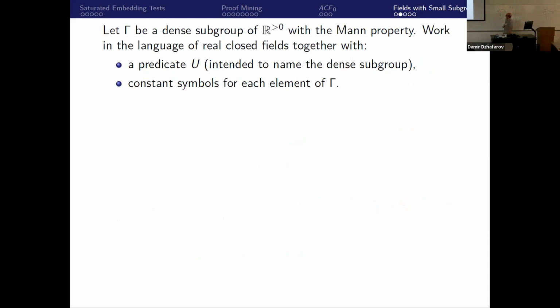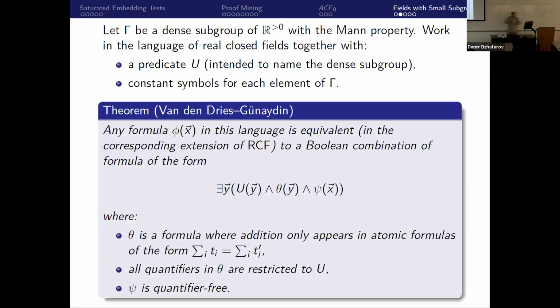And their result looks like this. This is the real closed version of it. You take a dense subset of the positive real numbers, so not 2 to the z, but like 2 to the q, the powers of 2 to the rationals, or 2 to the z times 3 to the z, something like this. You add a predicate naming this set. The theorem looks like this. It's not a simple theorem to state. They call it a relative quantifier elimination. They don't eliminate all quantifiers, they eliminate quantifiers down to something of a specific form.